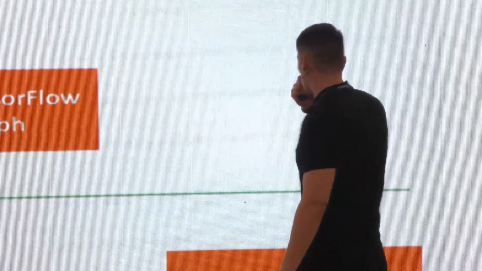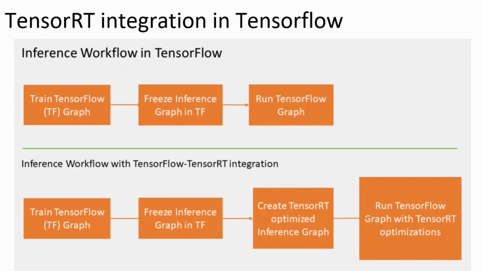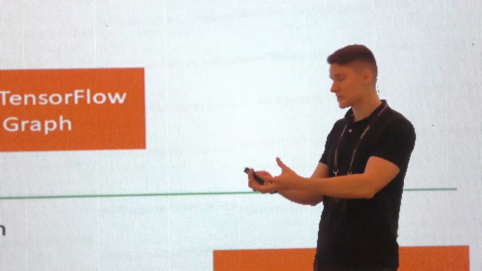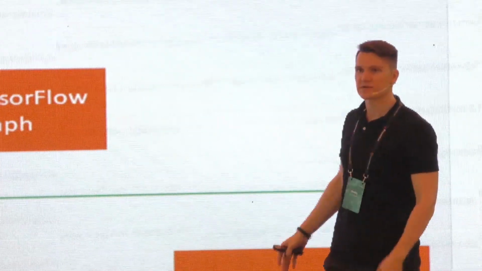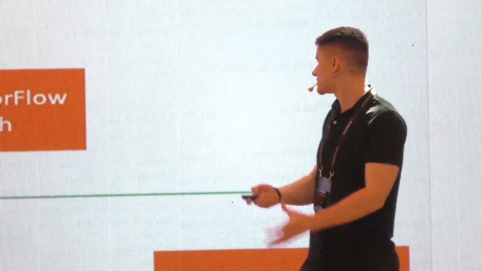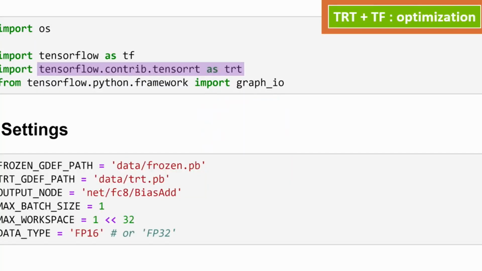As I showed you previously in TensorFlow, we had these 3 steps: train model, freeze graph, run inference. But currently, you can do the same thing with TensorRT optimization, but inside TensorFlow. You train your model in TensorFlow, you freeze your graph, then you run the optimization step, and then you perform your inference right inside TensorFlow, as you did before, but with all optimized layers. So currently, you need to just load TensorRT from TensorFlow.